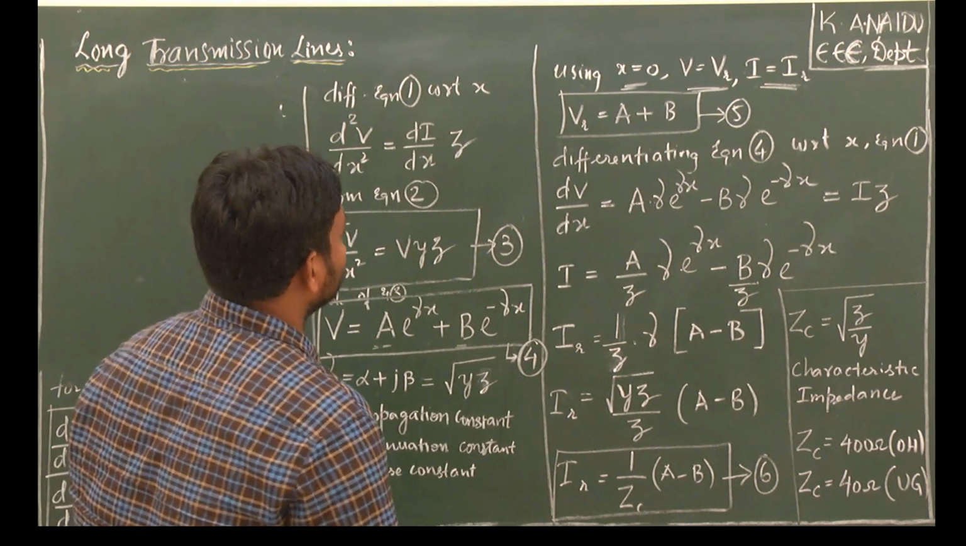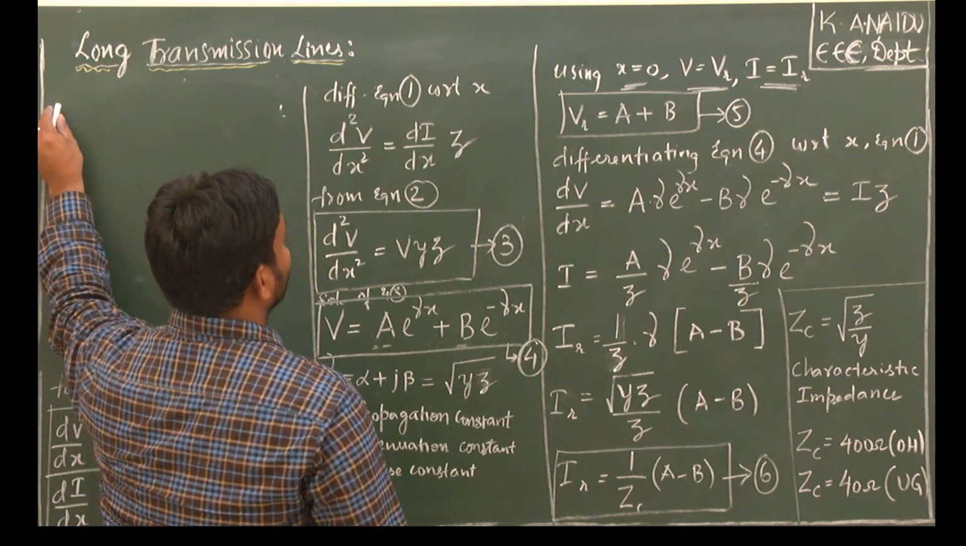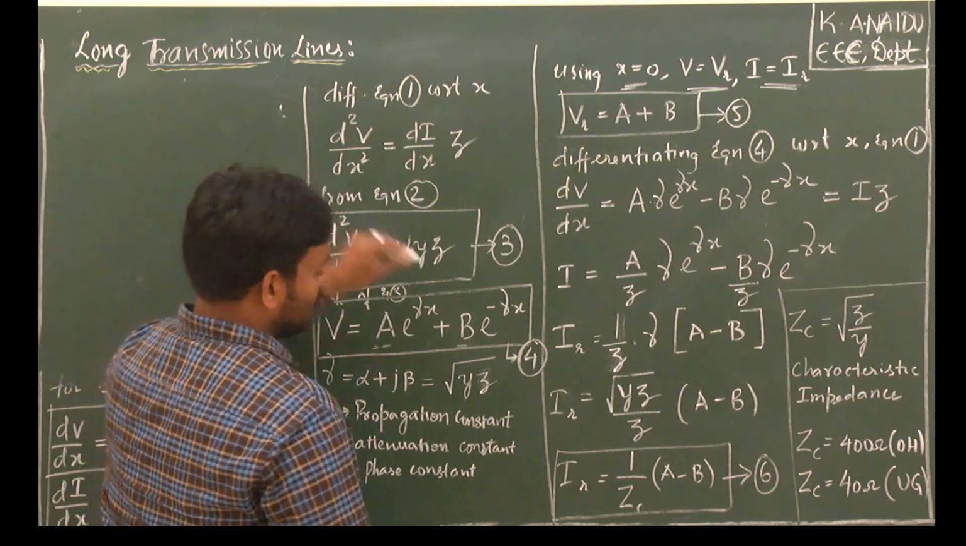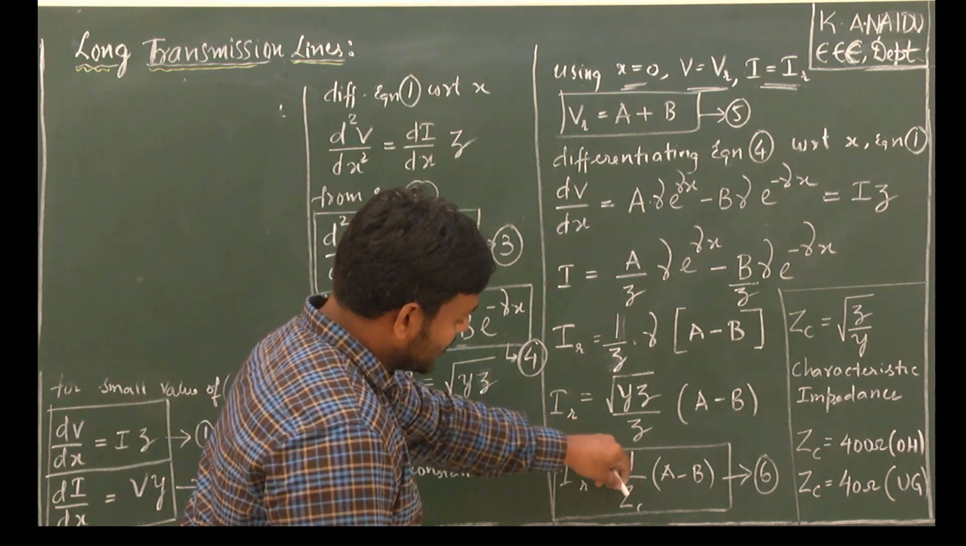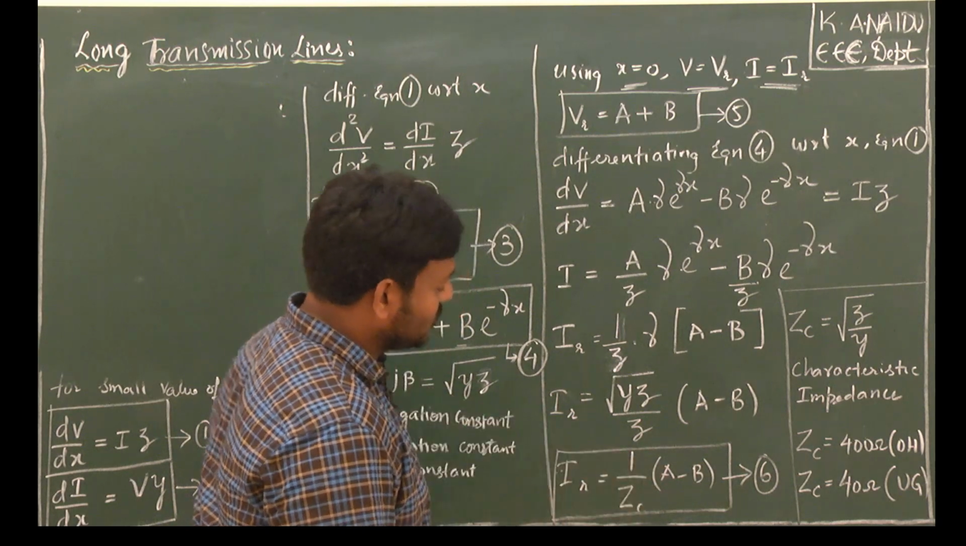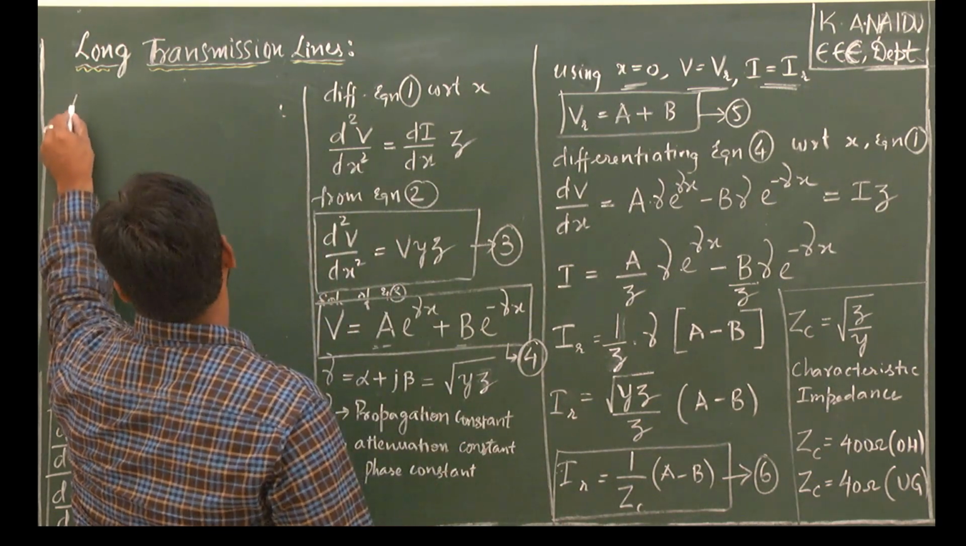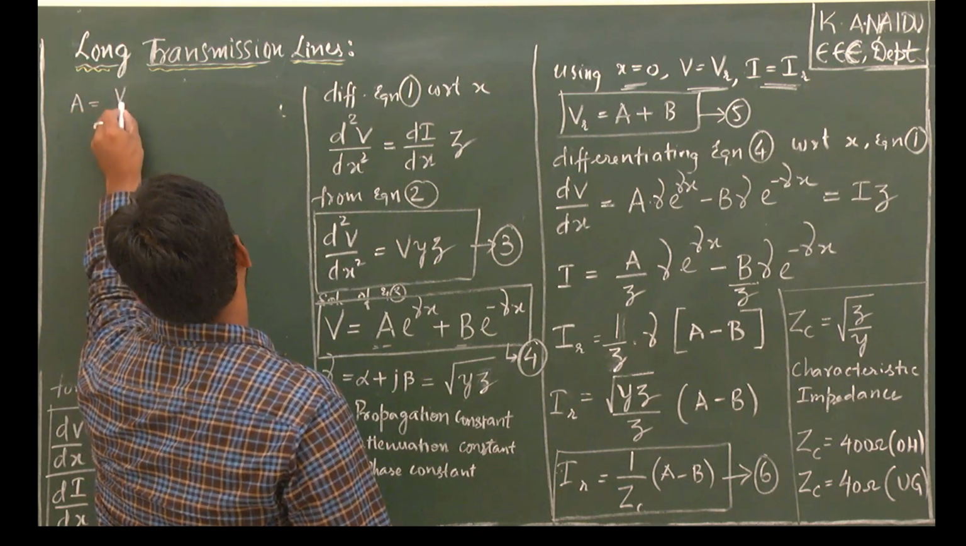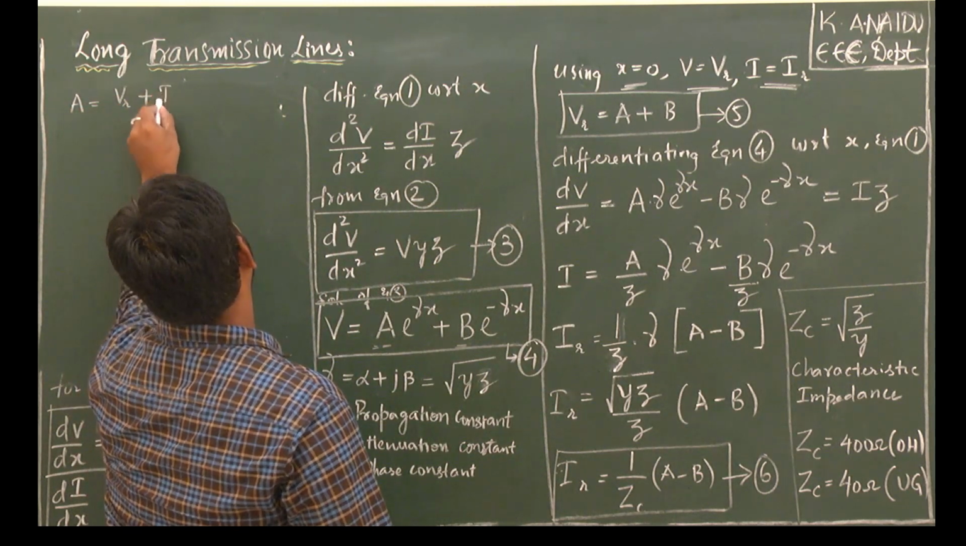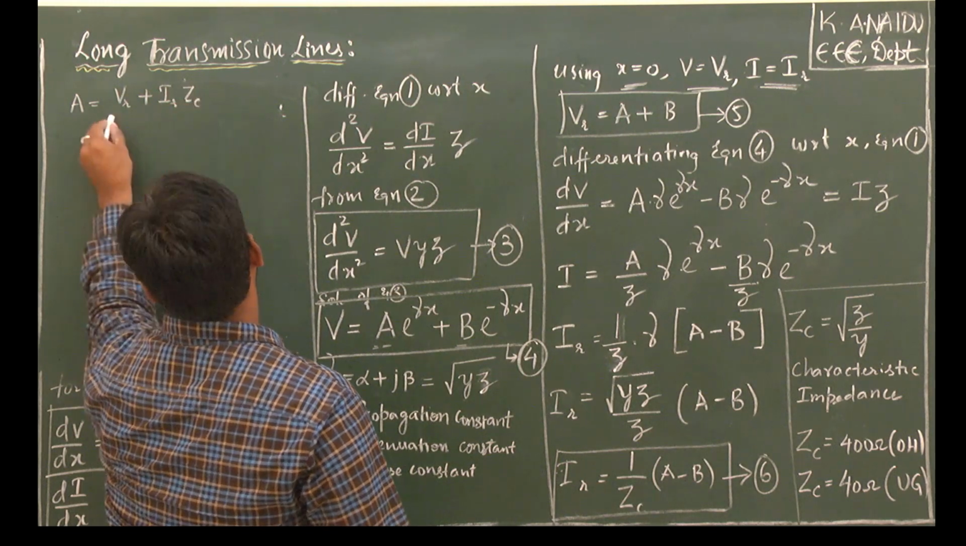So from equation 5, you can write V_R is equal to A plus B, and from equation 6, I_R is equal to 1 by Z_C into A minus B. You add equation 5 and equation 6, you will get A is equal to V_R plus I_R into Z_C, upon 2.